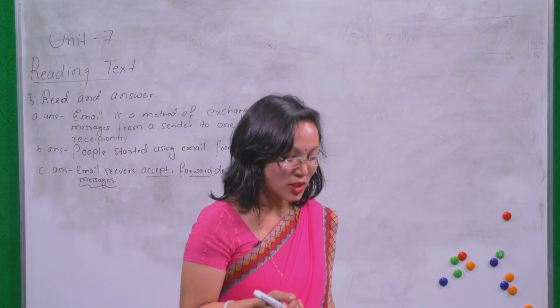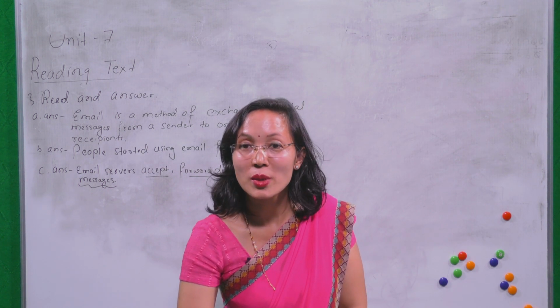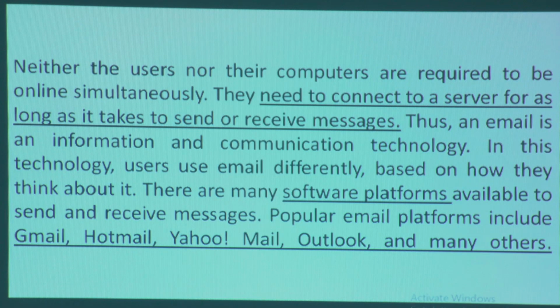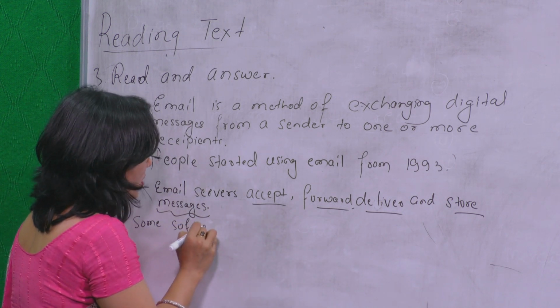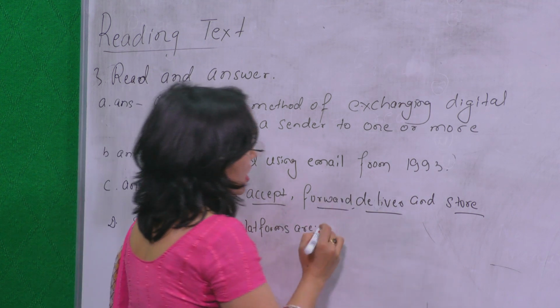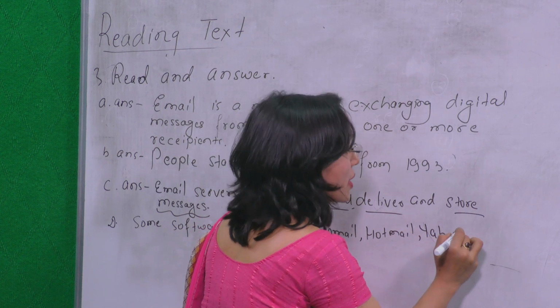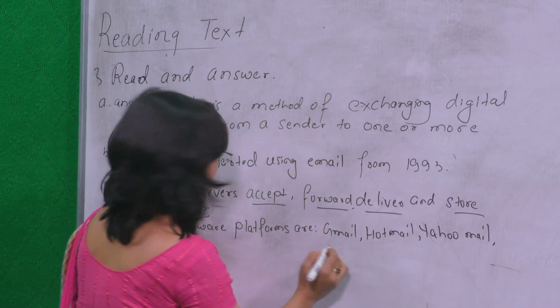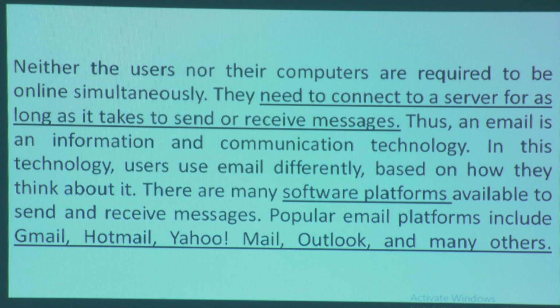Now the second last question. List all the software platforms. It's very easy. The answer is there. Do you remember what are they? Hotmail, Gmail, Yahoo Mail, Outlook, and there are many others. So some software platforms are, what are they? So just copy down. It's Gmail, Hotmail, Yahoo Mail, Outlook, and many others, or etc.